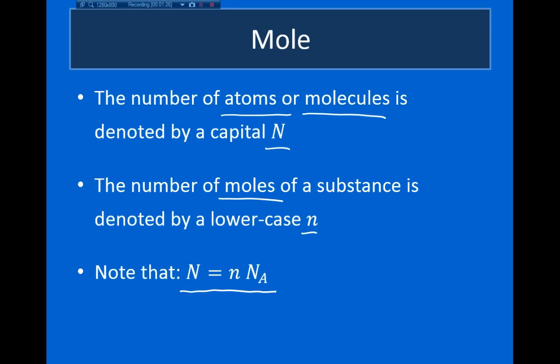Now, one thing I want to point out about this notation that's very useful is that I use a capital N, so a big N, to refer to a very large number, right? The number of atoms or molecules will be a very large number, and the lowercase n, the little n, refers to a relatively smaller number, the number of moles. And it turns out that this is a convention that is going to carry over through several other quantities that I'll introduce throughout these videos.